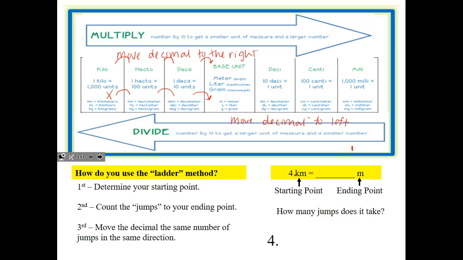So what you need to remember is when you have a whole number, that decimal is after the whole number, right? So technically there's a decimal after that 4. We're going to jump 1, 2, 3 times, which means our answer is 4,000 meters. So then 4 kilometers, there's 4,000 meters.